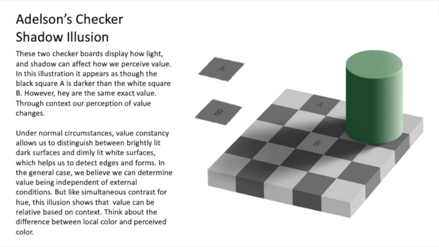Under normal circumstances, value consistency allows us to distinguish between brightly lit dark surfaces and dimly lit white surfaces. This helps us to detect edges and forms. In the general case, we believe we can determine value being independent of external conditions. However, like simultaneous contrast, it's all dependent on context.